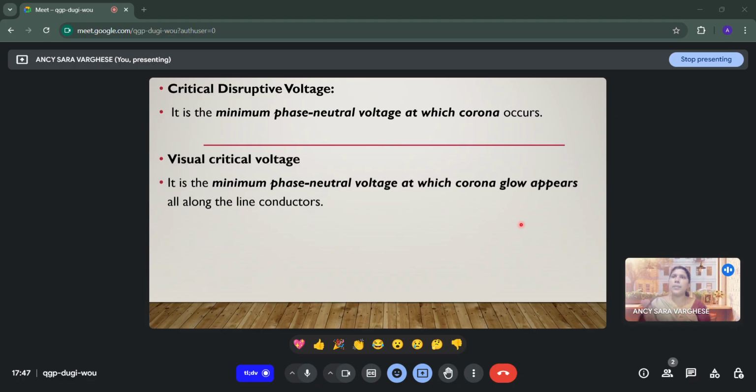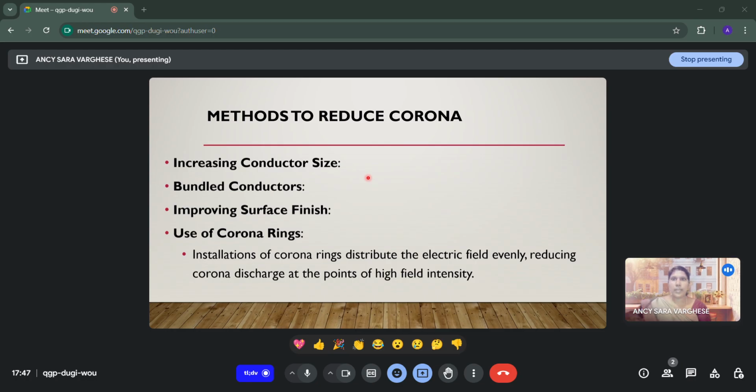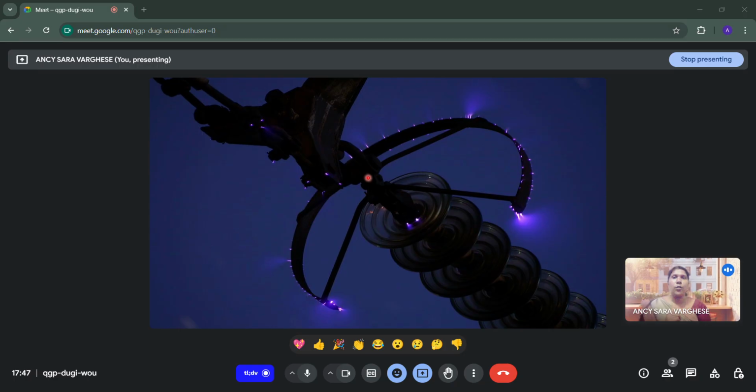The critical disruptive voltage is the minimum voltage at which corona occurs, but the minimum voltage at which the corona glow appears is called the visual critical voltage. There are some methods to reduce corona: increasing conductor size, using bundled conductors, improving surface finish and use of corona rings. Here you can see the corona rings used to reduce the effect of corona.